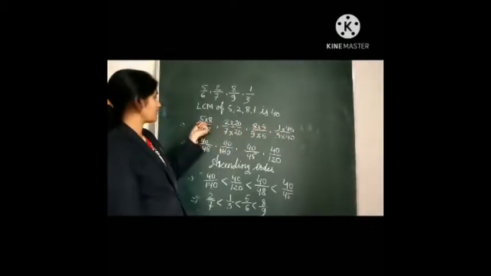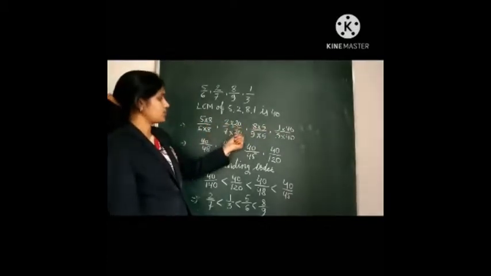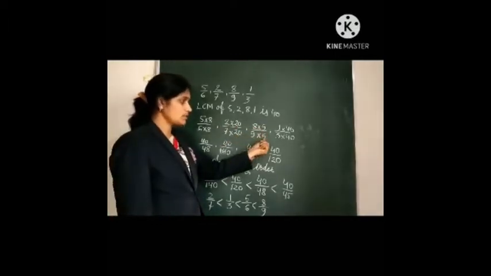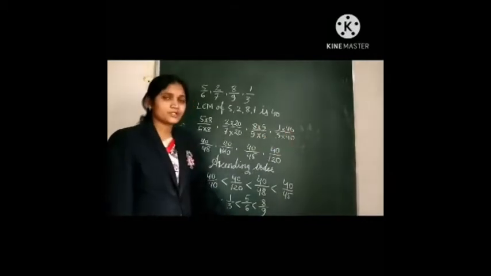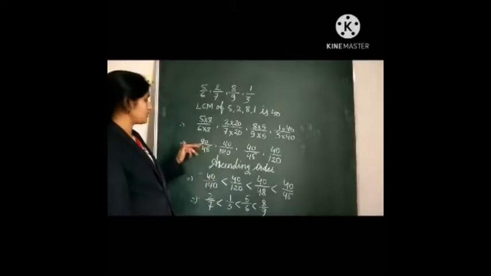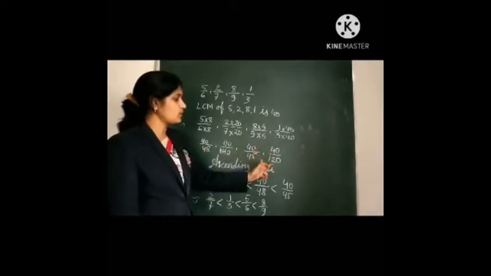So we multiply 5 with 8, and downside also we will multiply with 8. 2 multiplies with 20, so 7 also multiplies with 20. 8 multiplies with 5, so 9 also will multiply with 5. And 1 multiplies by 40, so 3 also will multiply with 40. So the final numbers we got are 40 upon 48, 40 upon 140, 40 upon 45, and 40 upon 120.